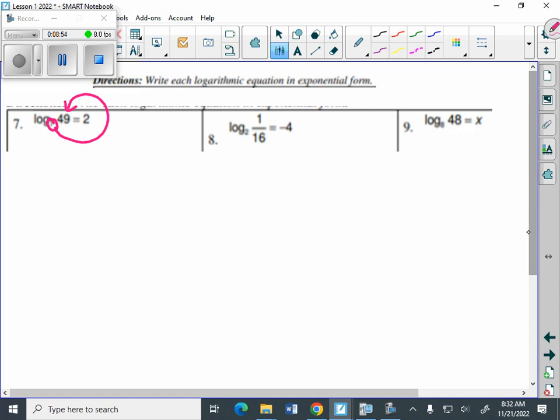So our base is 7. Again, a logarithm is another way of writing an exponent. Our exponent is 2, and this equals 49. And the nice thing about this problem is, if I've done my math correctly, this should be a true statement. So rhetorically, does 7 squared equal 49? Yes.